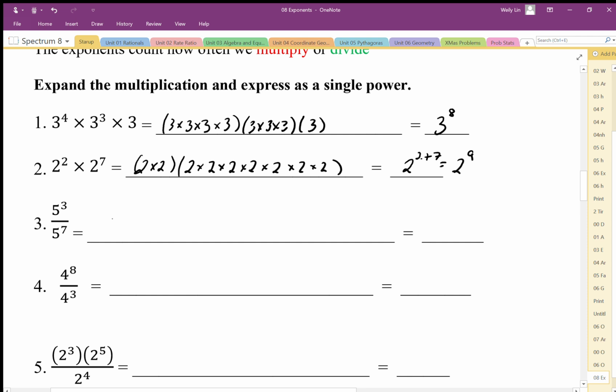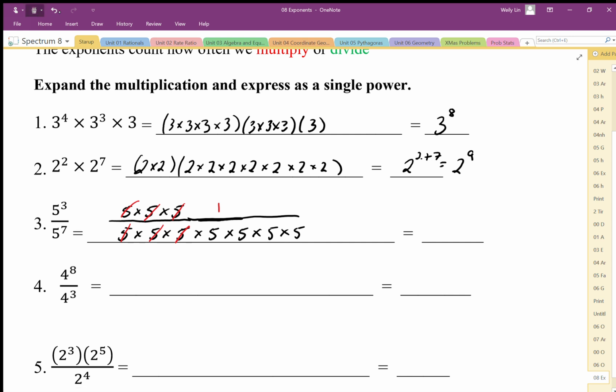So here's a fraction. We know that the top is times, the bottom is divide. So I have 5 times 5 times 5. Okay, on the bottom I have 5 times 5 times 5 times 5 times 5 times 5 times 5. Okay, so I have 7 on the bottom. I know that times and divide undo each other. They cancel out. And when we undo multiplication or division, we're always left with 1.